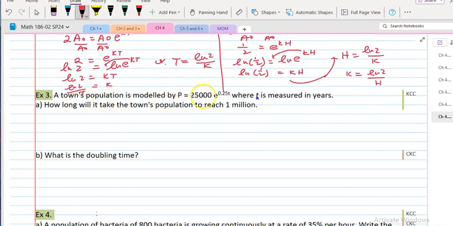Example 3, a population model is given by P equals 25,000 e to the 0.25t. So this is the A0 e to the kt situation. How long would it take to reach 1 million? So this would be P, right? And we want to know time is equal to what? So we would write 1 million on this side, equal to 25,000 e to the 0.25t.